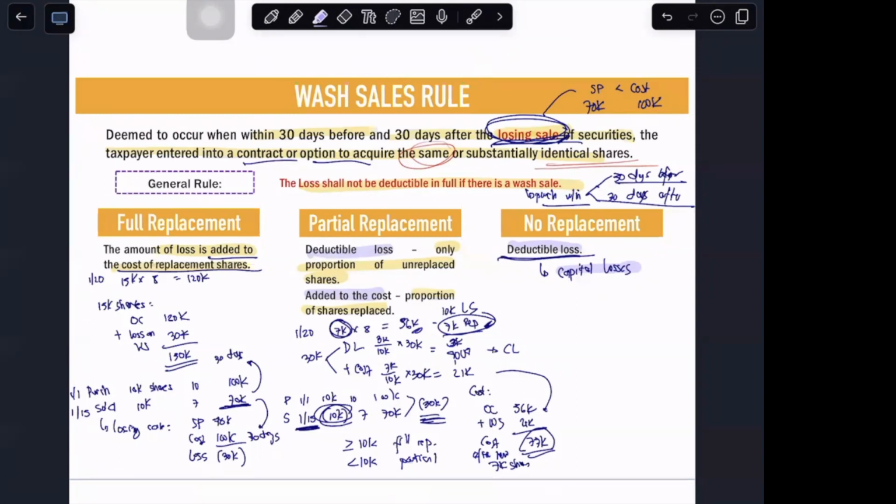Why is it important for us to know the wash sales rule? Because the wash sales rule determines the cost of the shares sold, or the tax basis. So if ever there is a wash sale, ingatan nyo lang, mag-iiba yung cost nung shares na binili mo or ibebenta mo. Katulad dito, naging 150K or naging 77K. That is for your wash sales.